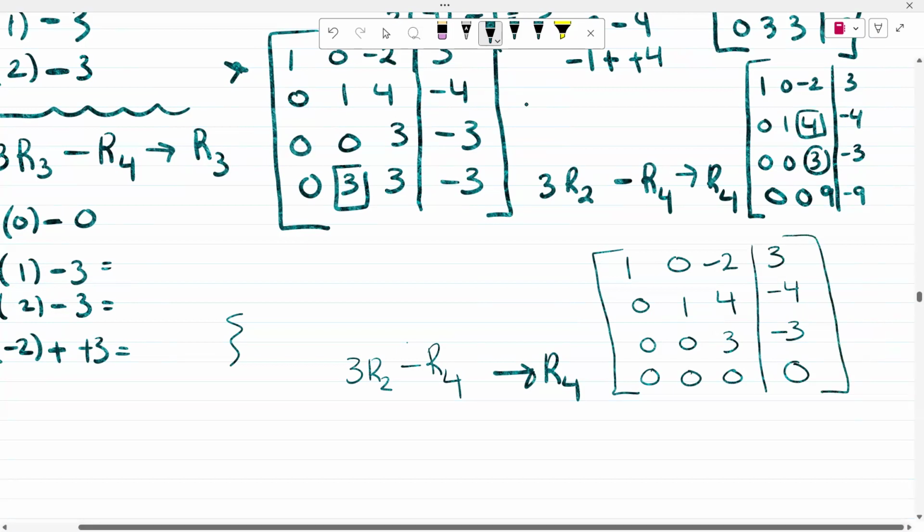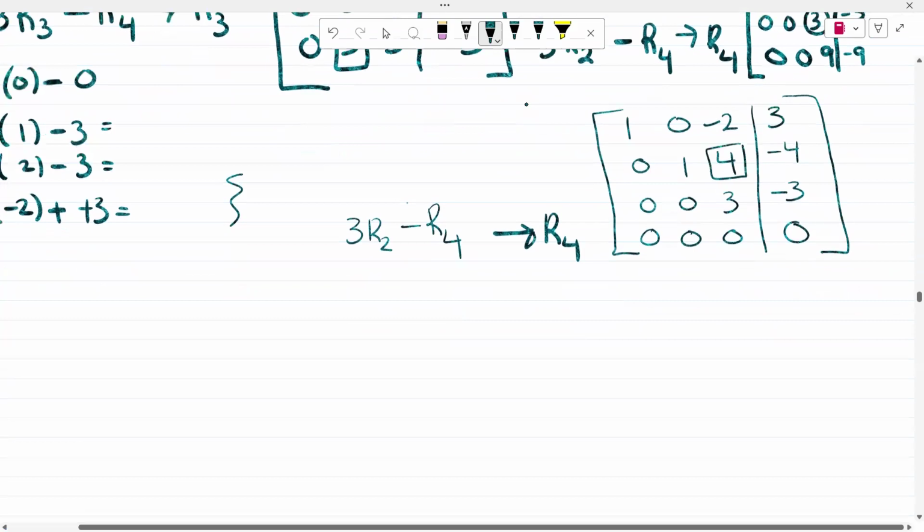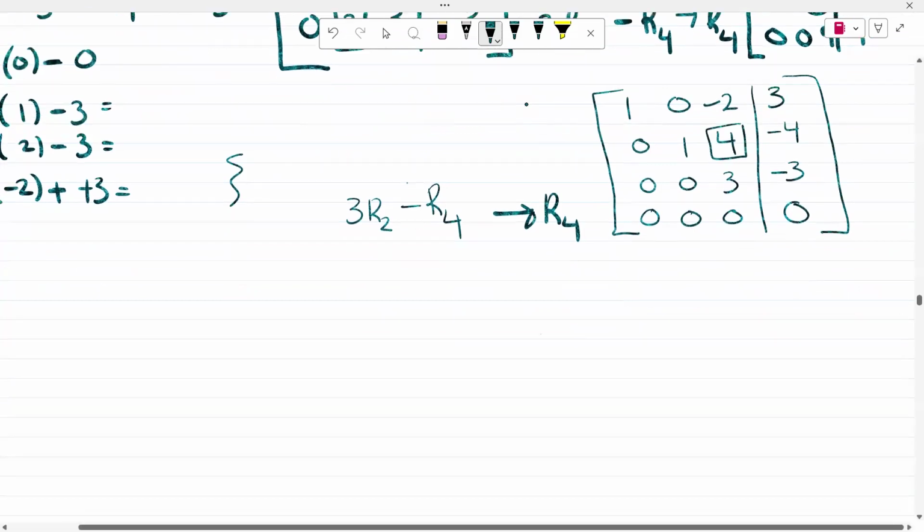Now what I would do next is here, so this 3, I'll make that 1 later. Now what I'm going to do next is make this 4 into a 0. So how do I do that? I'm going to do another row operation. So that 4 is technically in row 2, so we're only going to mess with row 2. And to make that 4 into a 0, you're going to do -3 times row 2 plus 4 row 3.